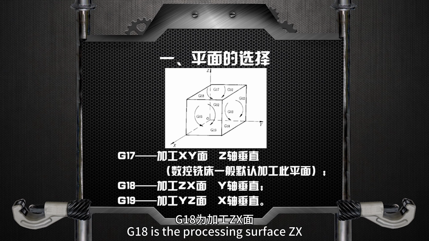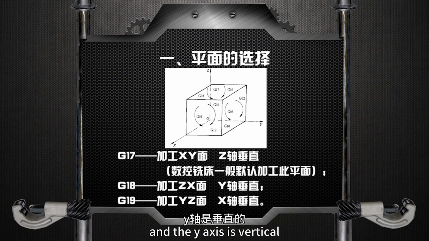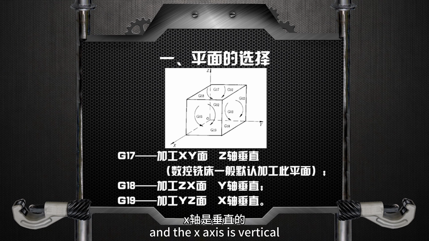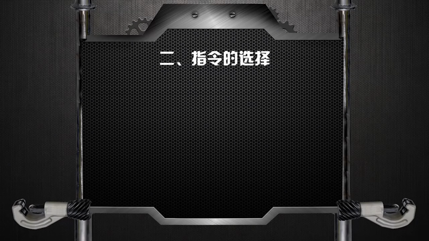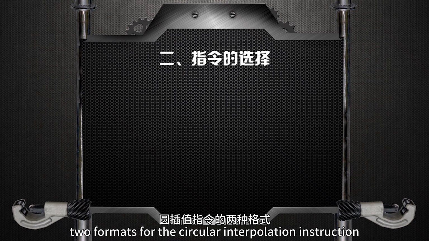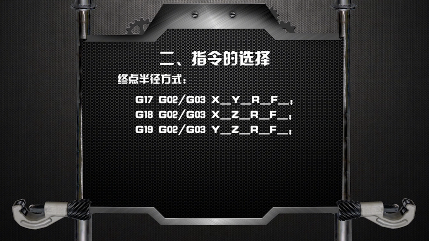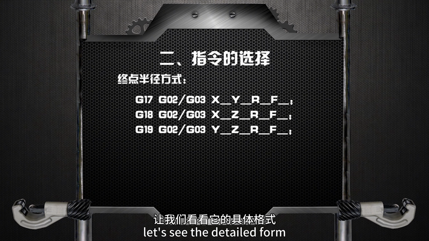G18 is the processing surface ZX, and the Y-axis is vertical. G19 is the processing surface YZ, and the X-axis is vertical. Selection of instruction. There are two formats for the circular interpolation instruction. The first is by end radius. Let's see the detailed form.